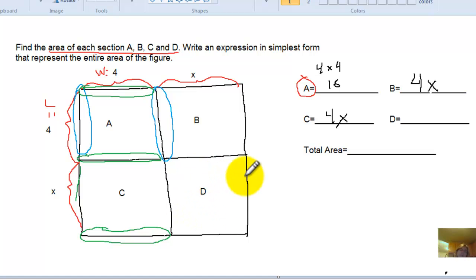Now for area D, we have the length of this and this. Well, here's the length, here's the width. This width is the same as that, so that's X. This is the same as this, so that's also X. So our area of D is X times X, X squared.